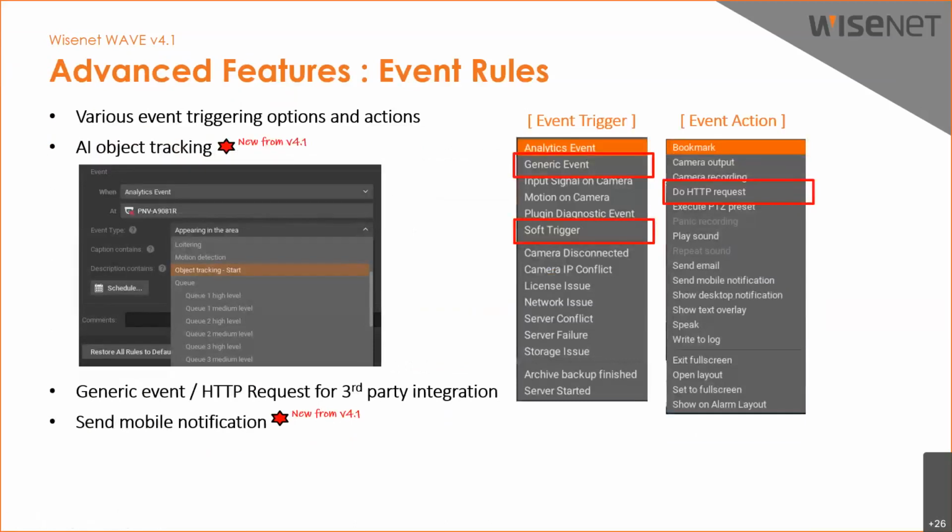Right, about the event rule, I just showed you how to use the generic event, but I'm going to explain some detail about the event rule. We have quite many kinds of event triggers, which is analytics event, meaning from the camera analytics, so it depends on the camera menu. And we have a generic event and motion on camera, which means server-side motion detection. And we have a soft trigger, which is where you can make your own trigger and just click it and it will trigger the event. And about the event action, we are using this do HTTP request. And now we have this send mobile notification. Just let me show you some examples.